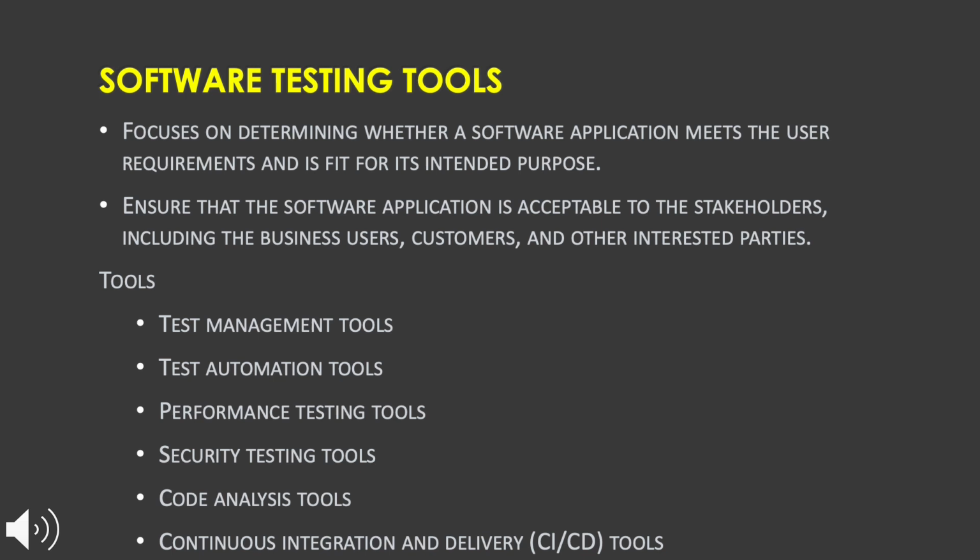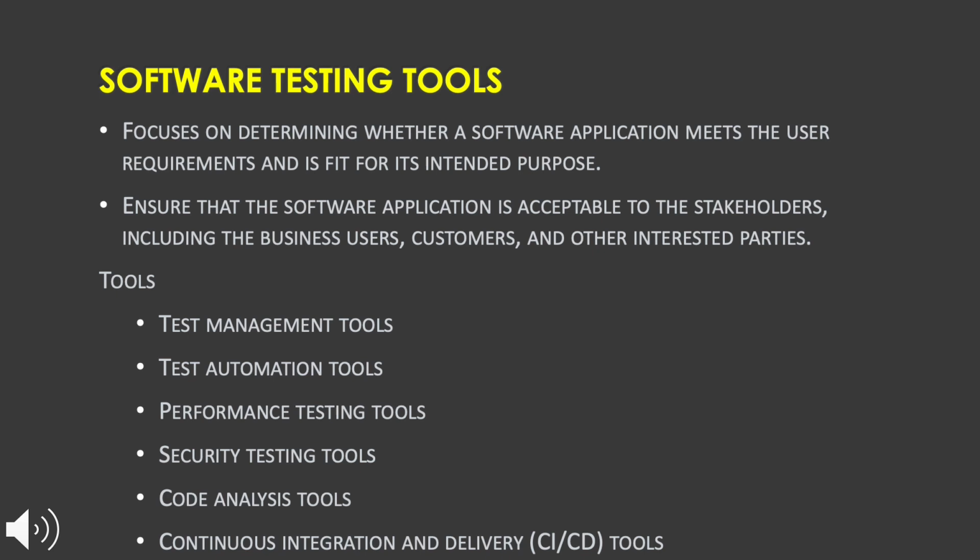Performance testing tools. These tools are used to test the performance, scalability, and reliability of software applications. Examples include Apache JMeter, LoadRunner, and Gatling. Security testing tools. These tools are used to test the security of software applications, including vulnerability scanning, penetration testing, and threat modeling. Examples include OWASP ZAP, Nessus, and Burp Suite.